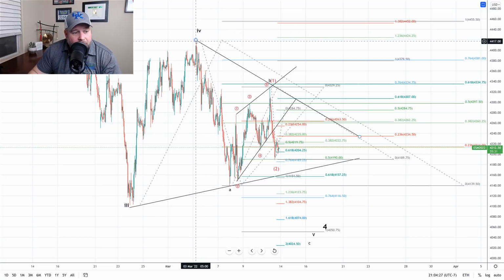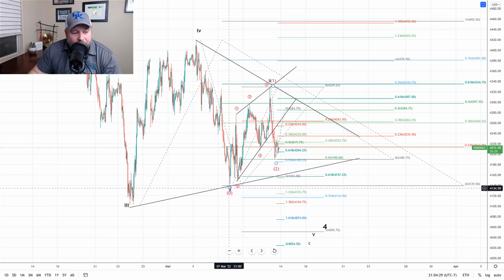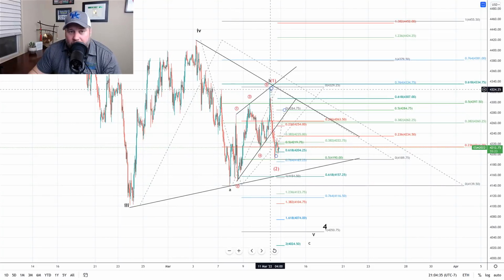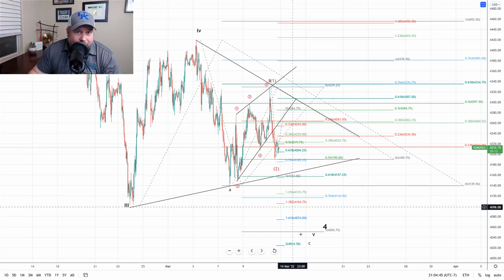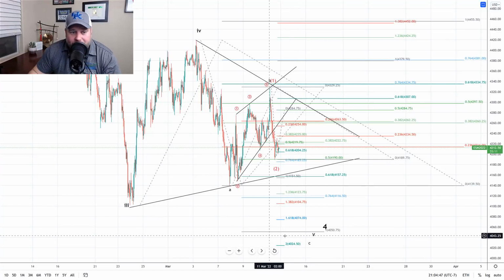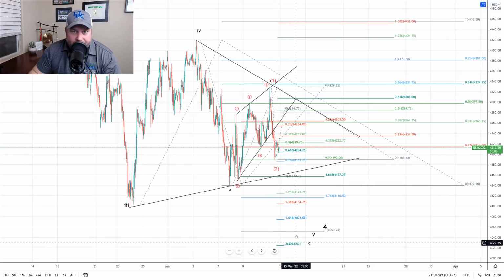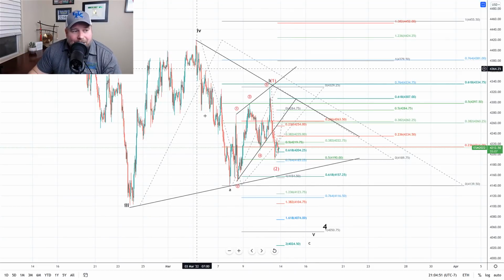Off of this high, you have your A wave down, that came down on March 7th, this A wave low at around 41.40. Then you had your B wave up on Friday, that came up to the 43.40 area. And then you'd be starting your C wave down, for wave 5 to complete that in the 40.50 to 40.24 area.